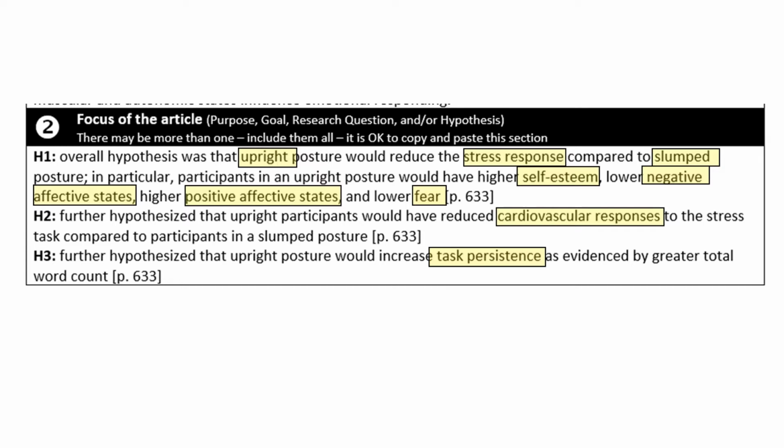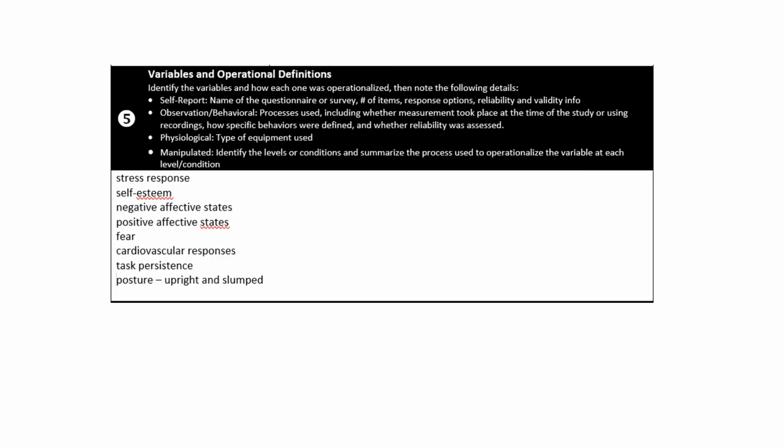And when I read more closely, I determined they were comparing two types of posture, upright and slumped. So posture would be a variable. Knowing that, I can start the variables and operational definitions section with a list of the variables, like in this slide.